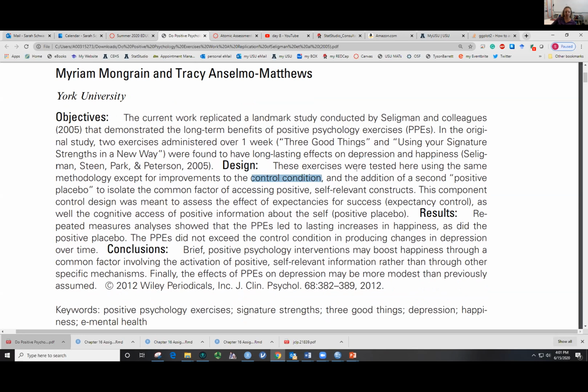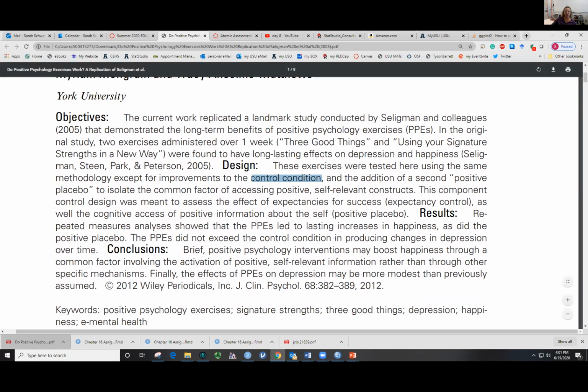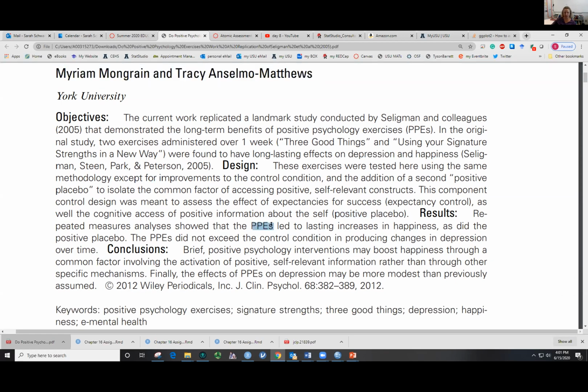They did test it using the same methodology except for improvements to the control condition. So they improved the control condition. So it's not an exact replication. And they added a second positive placebo to isolate a common factor for looking at positive controls. So this is a controlled design. We have an expected control and a positive placebo. So there's 3 groups here. PPE is these positive psychological exercises that they're doing.